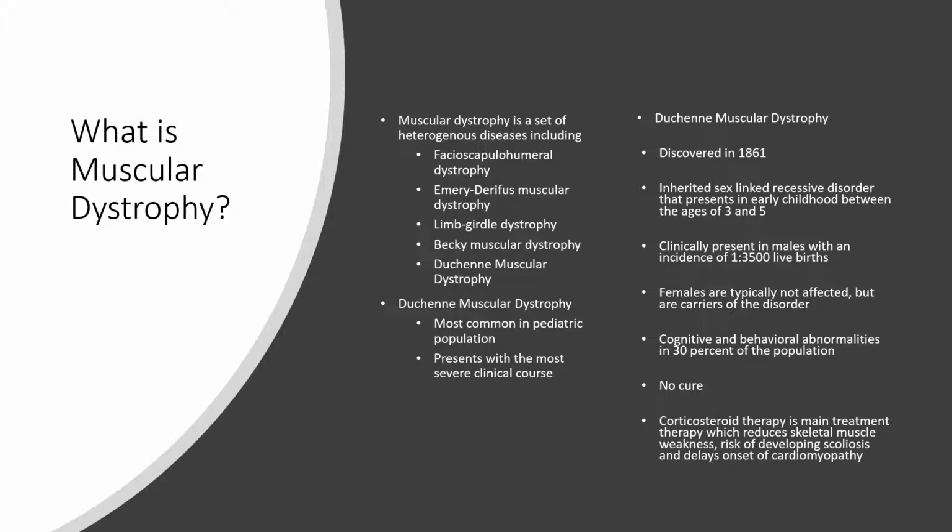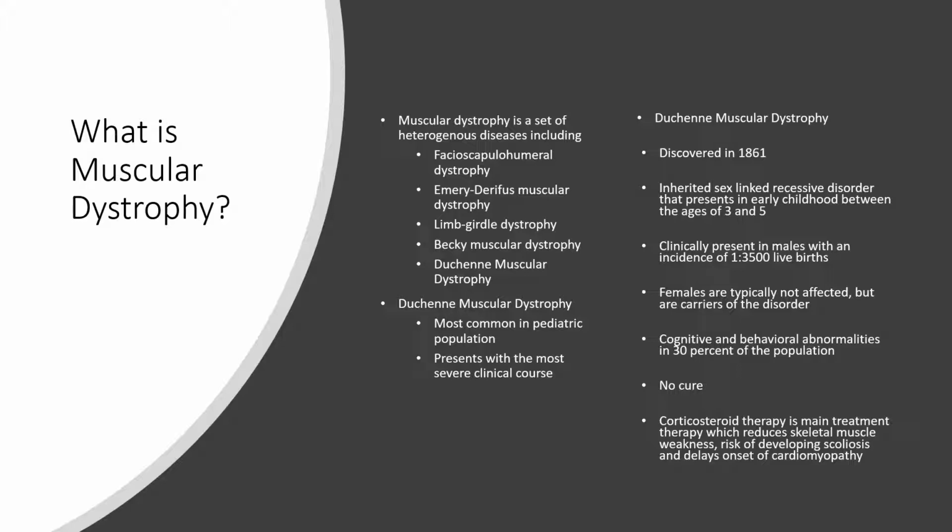So, what is muscular dystrophy? It's a set of heterogeneous diseases that are listed in the slide, including Becker's muscular dystrophy, Duchenne's muscular dystrophy, limb girdle dystrophy, and these describe a set of diseases that affect muscle fibers, with the most common being Duchenne's muscular dystrophy in the pediatric population. And like I said earlier, that's going to be our focus.